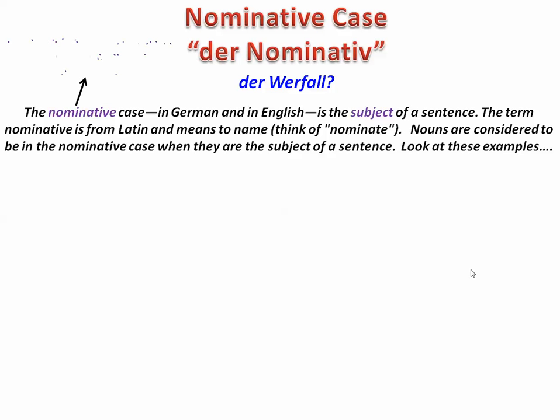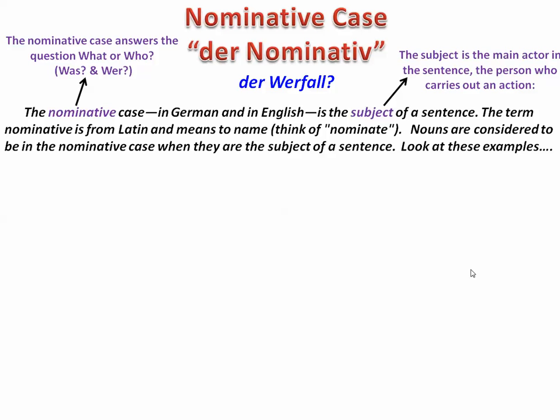The nominative case in German and English is for the subject of a sentence. Now the subject is the thing that is doing the action in the sentence, the carrying out of the action. The term nominative is from Latin, of course, and it means to name. So think of nominate. Nouns are considered to be in the nominative case when they are the subject of a sentence. So first of all, don't get confused about the Latin terms nominative, accusative, and dative. Think of them also as subject, direct object, indirect object. But as we will see, they're more than that, and we're going to get to that.